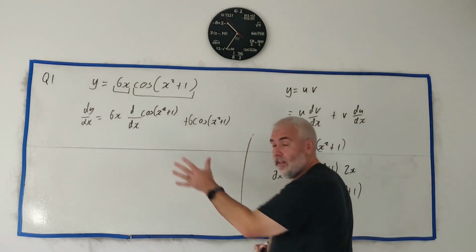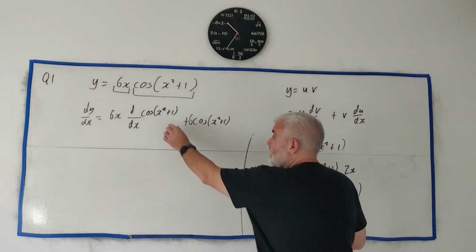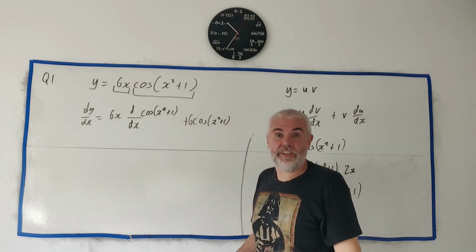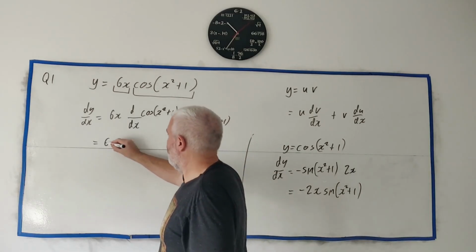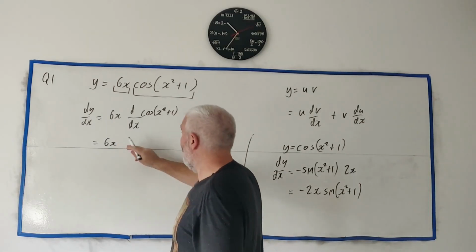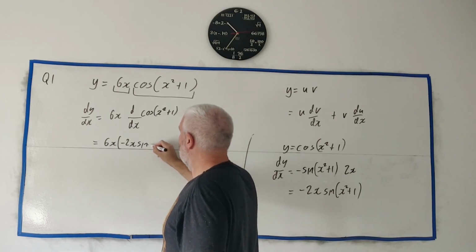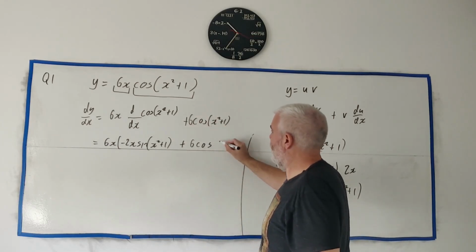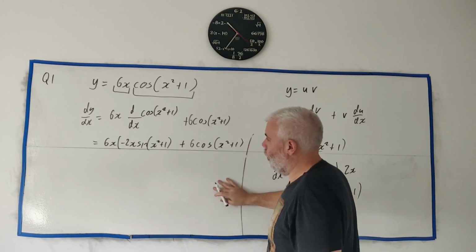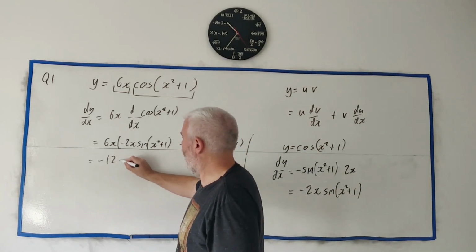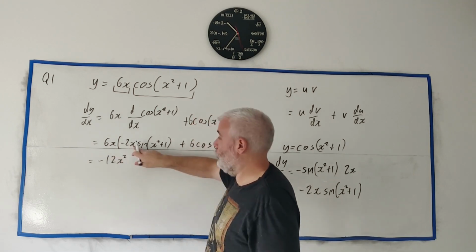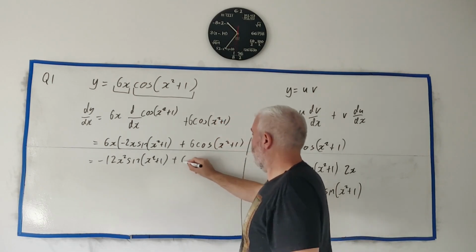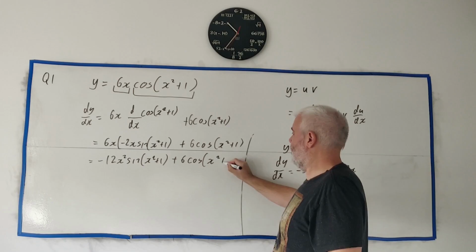And you can do that in your head. It's not too difficult. We're just saying the derivative of cos is minus sin multiplied by the derivative of what we cheated with, basically. Let's write that in here. 6x multiplied by minus 2x sin(x² + 1), plus the 6 cos(x² + 1). Clean all this up, we get minus 12x², there's two x's here, sin(x² + 1), plus 6 cos(x² + 1).